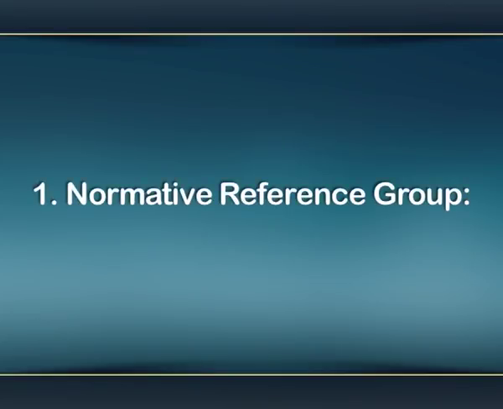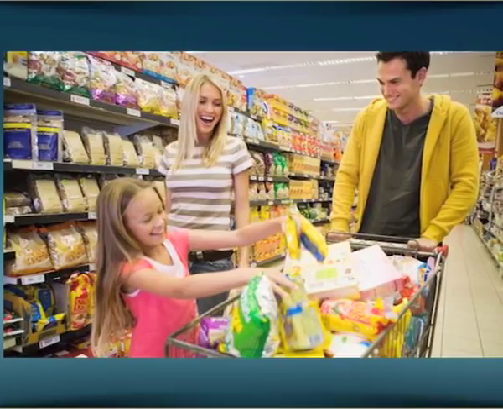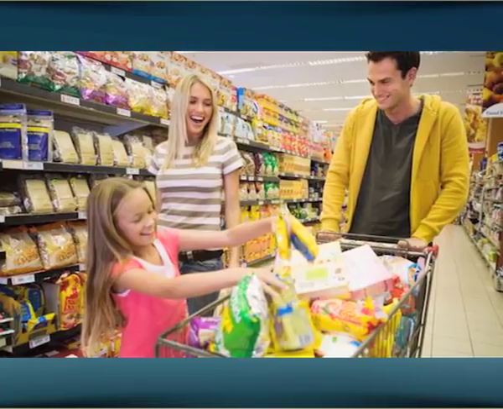Reference groups. The term reference group has been defined by Herbert Hyman as the type of group that an individual uses as a point of reference in determining his own judgments, preferences, beliefs and behavior. There are different types of reference groups. First, normative reference group. Normative reference group is defined as a group which directly influences general values or behavior of a member. For instance, family will be a normative reference group of a child.